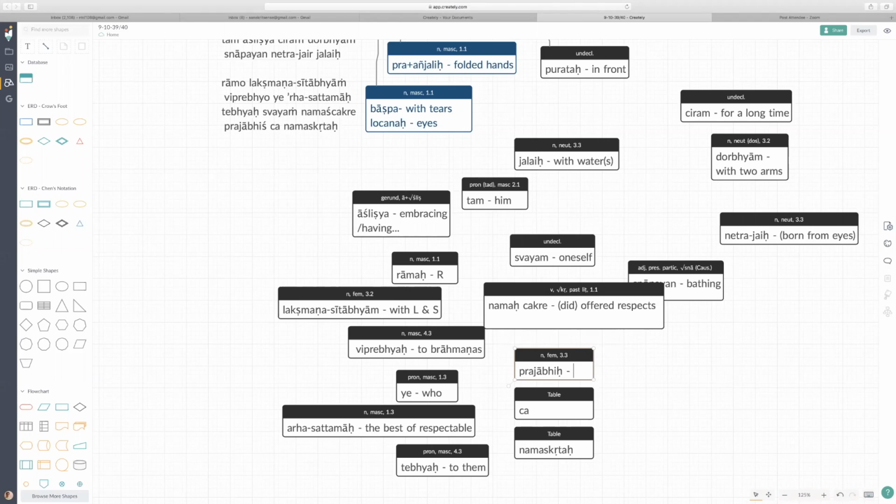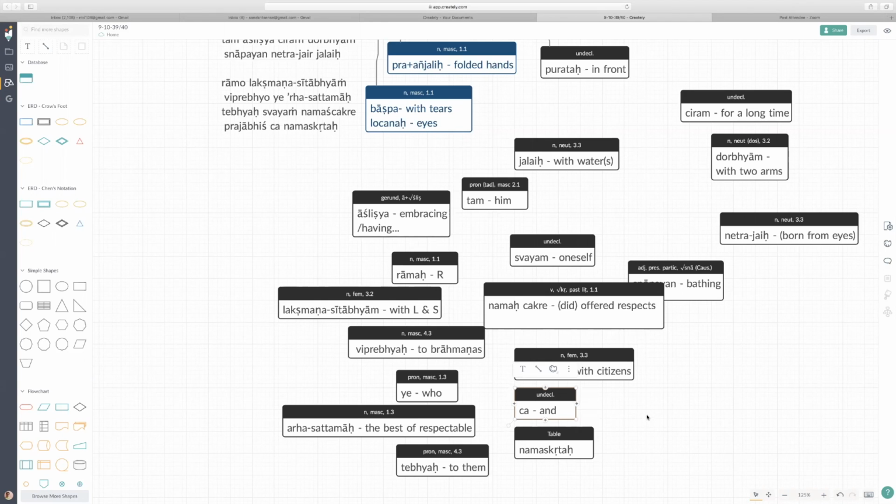So it means progeny or citizens, okay? Or we can say with citizens, if this is sahartha. There could also be other meanings. Then cha is undeclinable, meaning and.